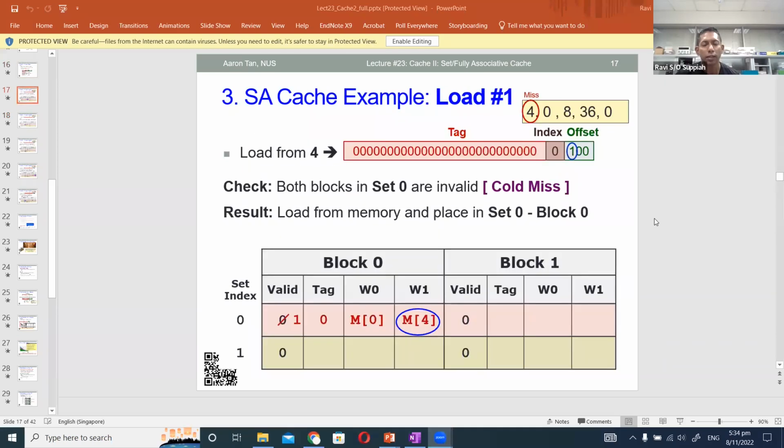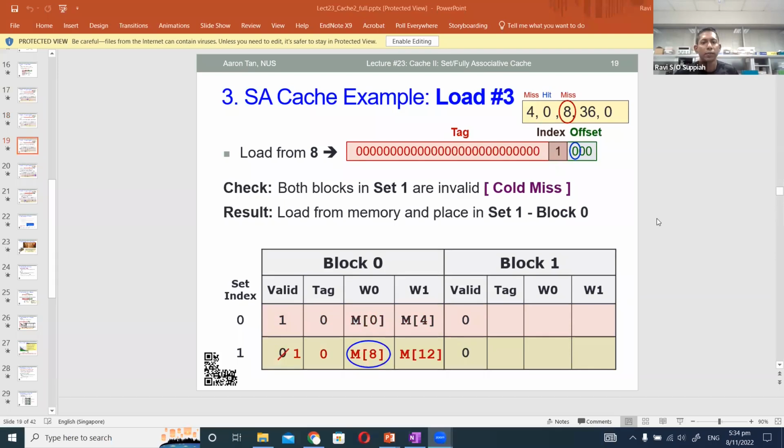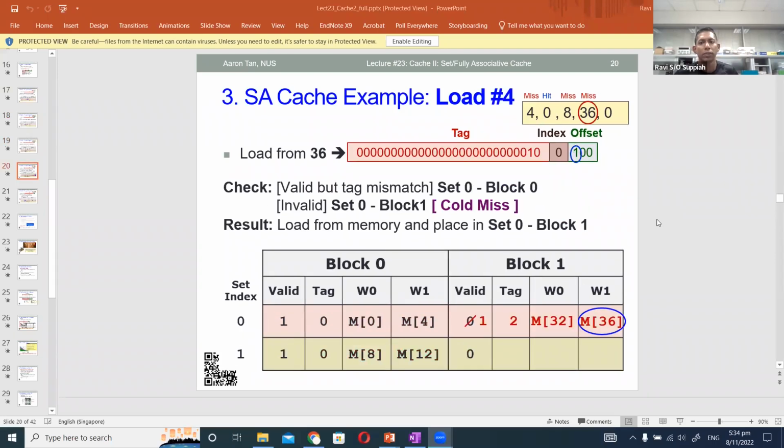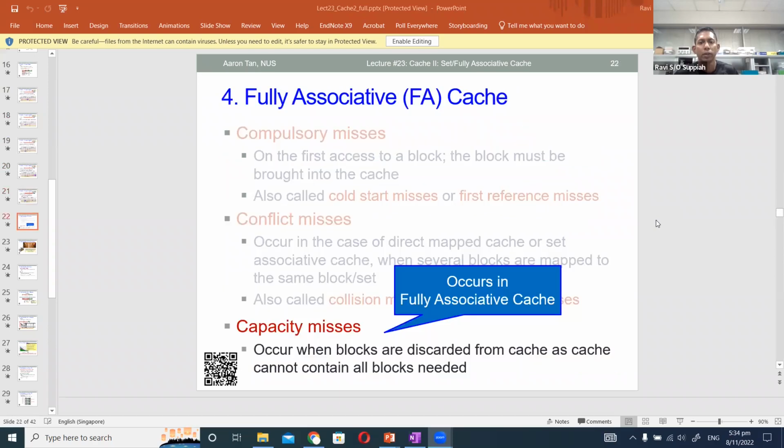Cache 2 slide 18. Okay, wait, let me go there. Cache 2 slide 18. Okay, wait, let me share screen first. Okay, so for this one, the first access is a cold miss. The next one is also a cold miss. This is also a cold miss.